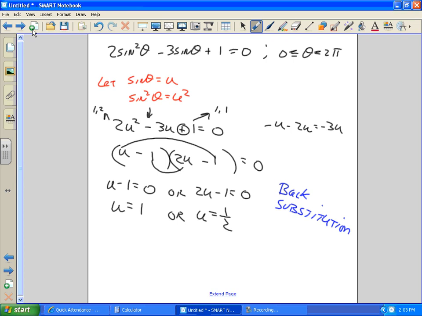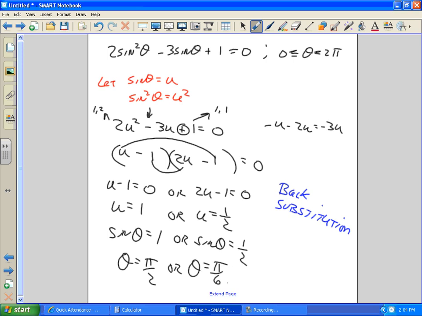Okay. What do I mean by back substitution? You're going to go back and you let the sine of theta equal u. So now everywhere you see a u, you're going to go back and replace it with the sine of theta. So I now have the sine of theta equals 1, or the sine of theta equals a half. Where on the unit circle is the sine of theta equal to 1? Pi over 2. So theta is equal to pi over 2. Or where on the unit circle is the sine of theta equal to a half? Pi over 6 and 5 pi over 6. And those are my answers.